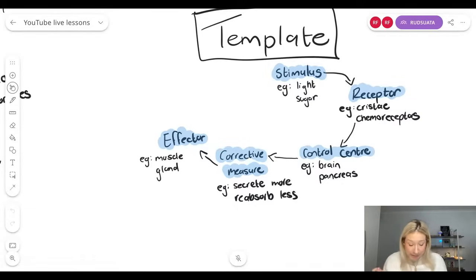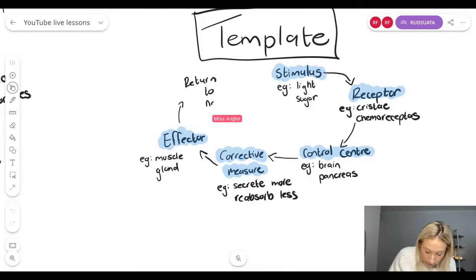Okay, right. Then the effector has to do something. And so they are going to return to the norm. And what the norm is, everybody, is normal. It just means go back to normal. And so whatever that is creates a result.